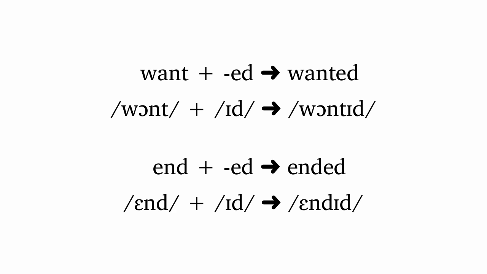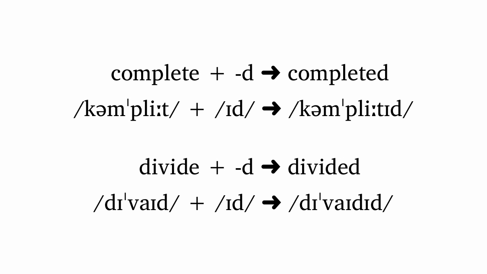It's important to recognize that when we say that the base verb ends in t or d, we are not talking about the spelling, but we are talking purely about the sounds. Let's take a look at a few more examples where the final sound of the base verb is t or d, even though the last letters are not t or d. Complete, completed. Divide, divided.